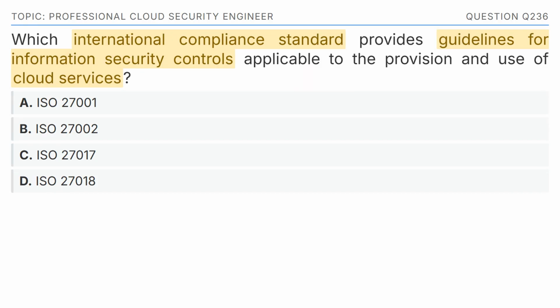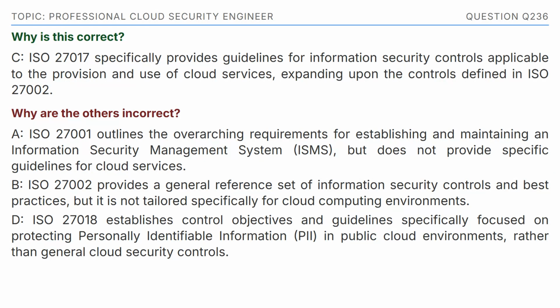To arrive at the correct answer, we focus on the keywords: International Compliance Standard, Guidelines for Information Security Controls, Cloud Services. The correct answer is option C, ISO 27017. Why is this correct? C. ISO 27017 specifically provides guidelines for information security controls applicable to the provision and use of cloud services, expanding upon the controls defined in ISO 27002.